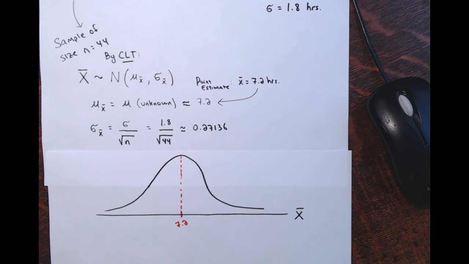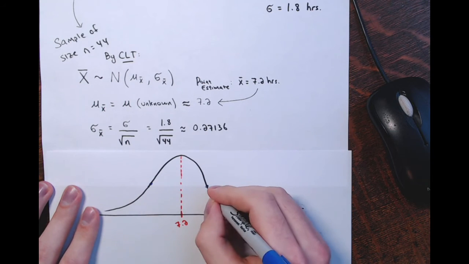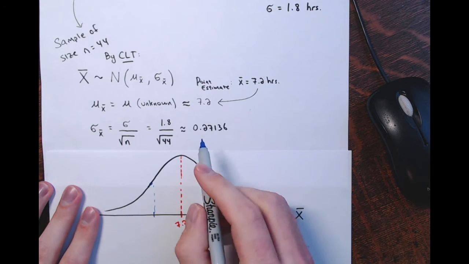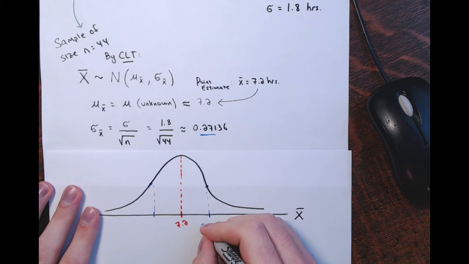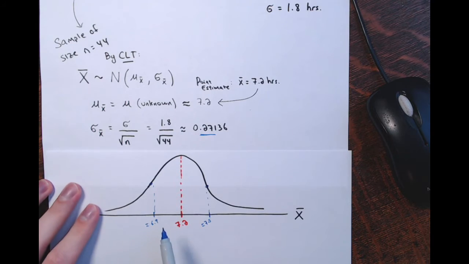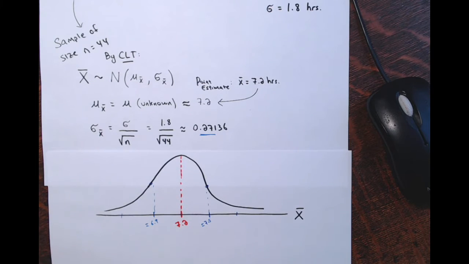We have our point estimate, 7.2. And then under these inflection points, which should be the same distance on either side since it's symmetrical, this is one standard deviation away. So 7.2 plus about 0.3, this is approximately 7.5. This is approximately 6.9 hours of sleep. And we do 2 standard deviations, 3 standard deviations, and so on. But here's a picture of the density curve for the distribution of the sample means for groups of size 44 adults.